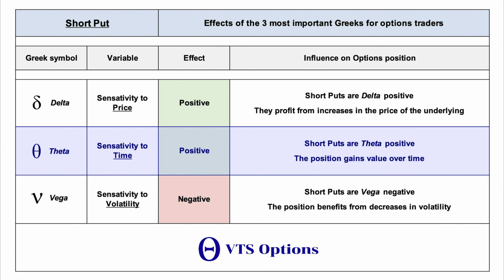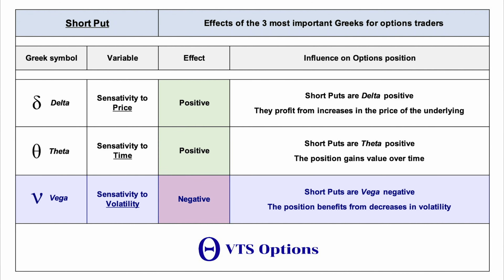Theta is an option's sensitivity to time. Short puts are theta positive, meaning they do gain value with the passage of time. And lastly, vega is an option's sensitivity to volatility. Short puts are vega negative. They gain value with decreases in volatility and lose value with increases in volatility.